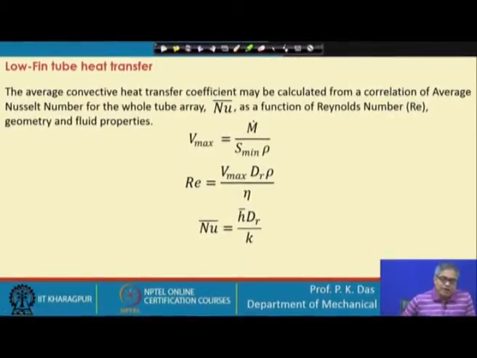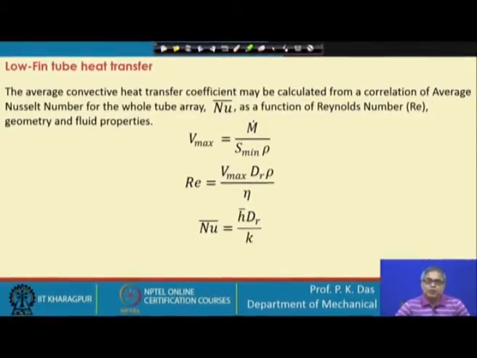Low fin tube heat transfer. Actually, I have told that there are two types of fins on the outer surface of the tube. Low fin tube, that is the fin height is small, and in this case the average convective heat transfer coefficient may be calculated from a correlation. So, in all the cases we will use some correlation.